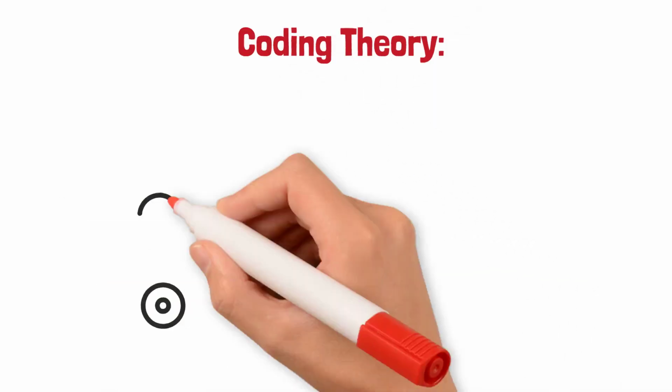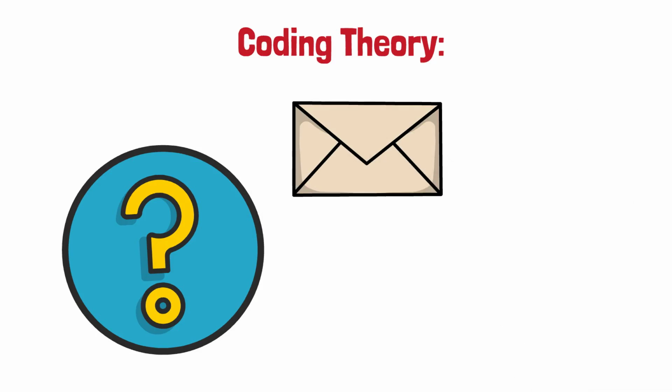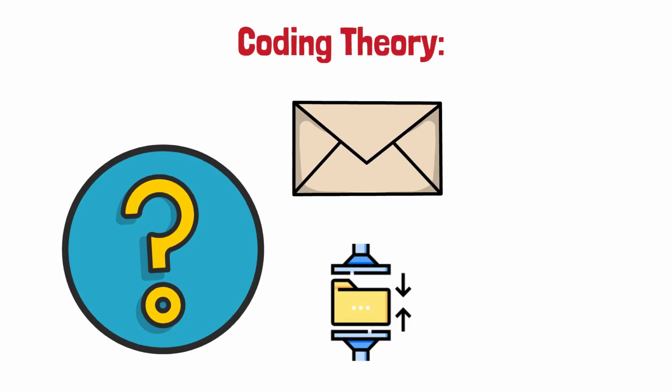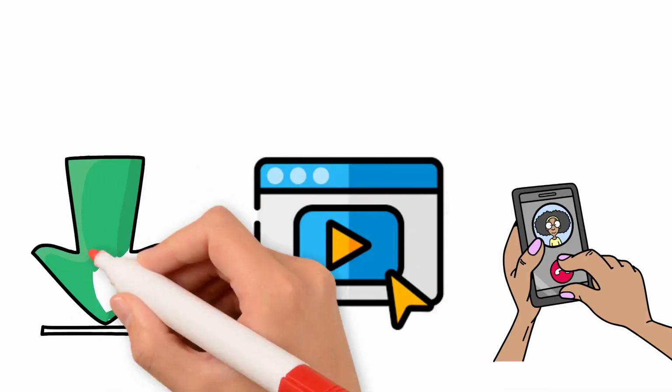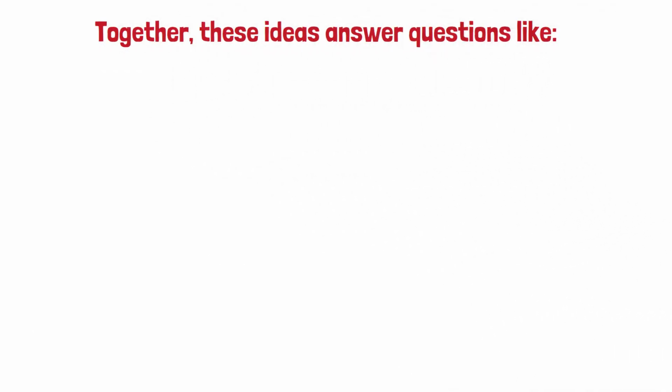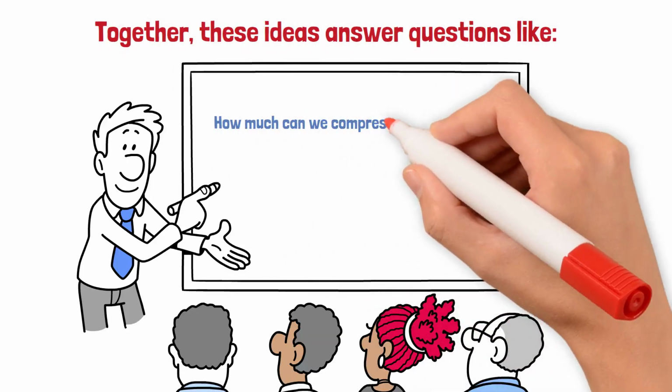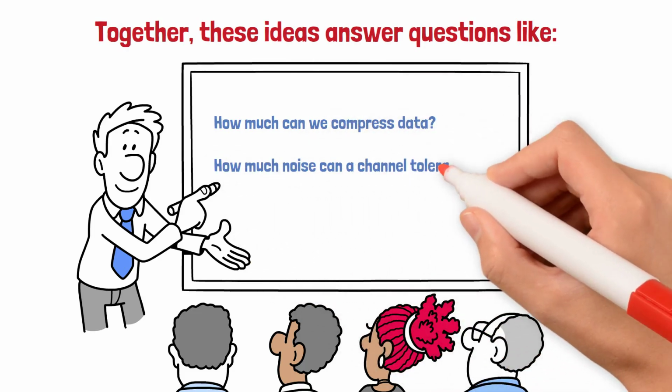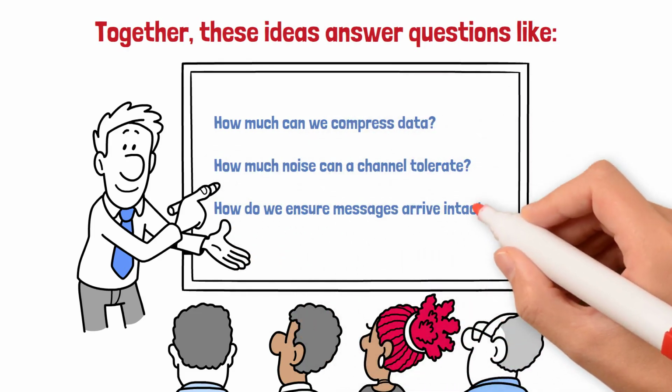Coding theory. How do we transmit messages efficiently and reliably? Coding theory designs methods to compress data without losing meaning and to correct errors during transmission. Every time you stream a video, make a phone call, or download a file, coding theory is working silently in the background. Together, these ideas answer questions like, how much can we compress data? How much noise can a channel tolerate? How do we ensure messages arrive intact?